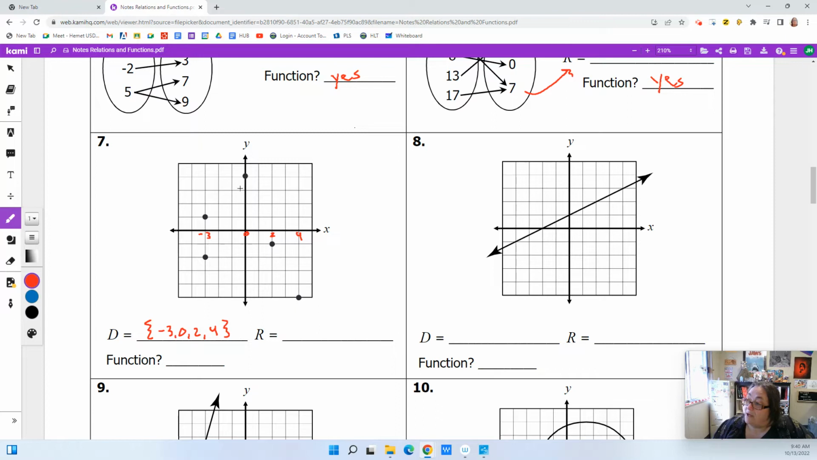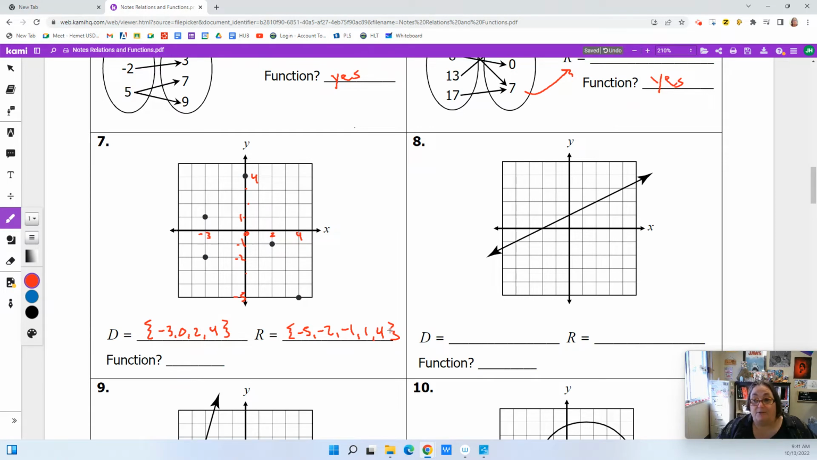My range would be all of the possible y's. So we've got 1, 2, 3. This one's 4, 1, -1, -2, 3, 4, -5. So I can look at what all of my y's are where there's points, and I could go -5, -2, -1. Nothing on that point. 1 and 4. So all of my potential points, right?